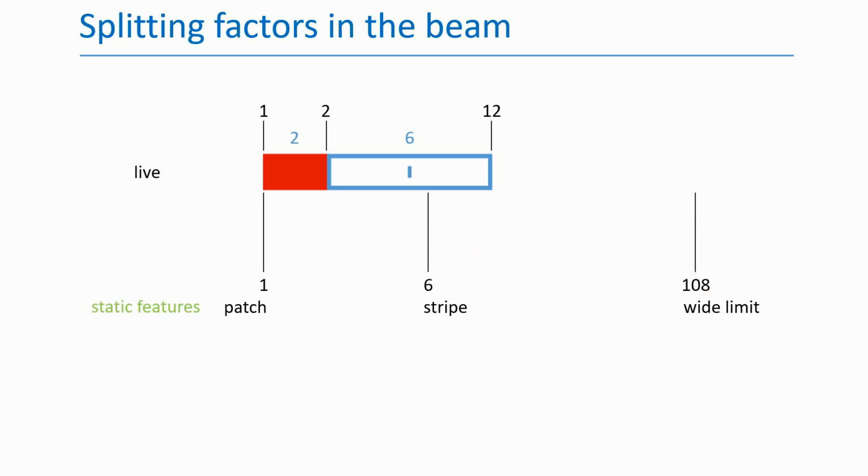Next, we will split the live chain by the static features. The first factor does not get split because there is no static feature between 1 and 2. The second factor has a floor at 2 and a ceiling at 12. This contains the static feature at 6, so we split the live at 6 into two subfactors, sizes 3 and 2. Now we're done splitting the live. Note that the static feature at 108 is higher than any of the live factors, so it doesn't do any splitting.